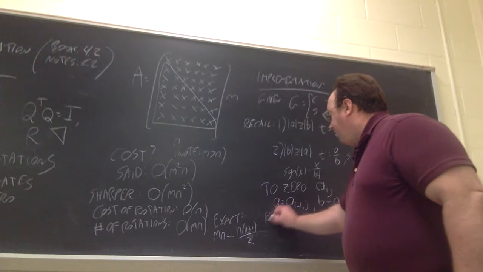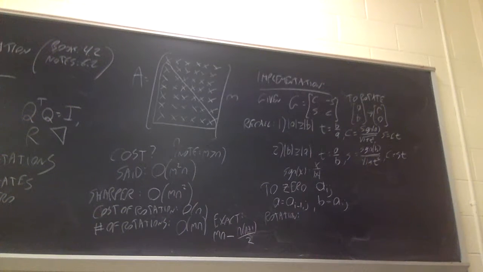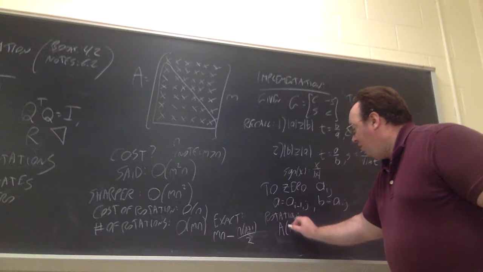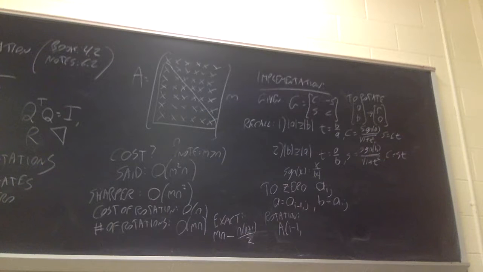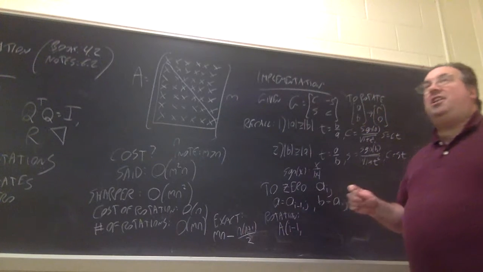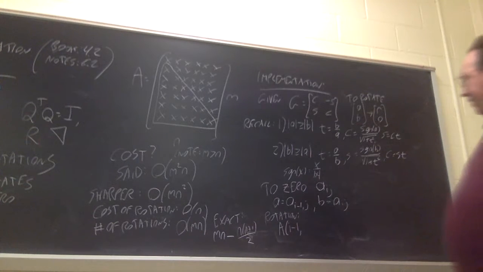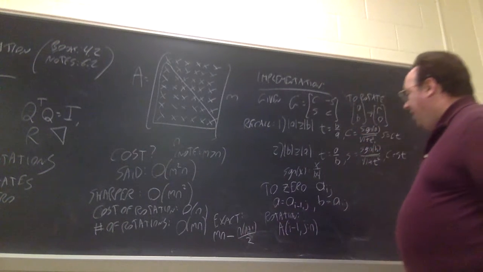Now, the actual rotation that happens is I'm going to take row i minus 1, so rows i minus 1 and i are the two rows that are going to be affected by this. So it's row i minus 1, and then which columns? Well, you're starting at column j and going all the way to the right. So it'll be columns j through n.